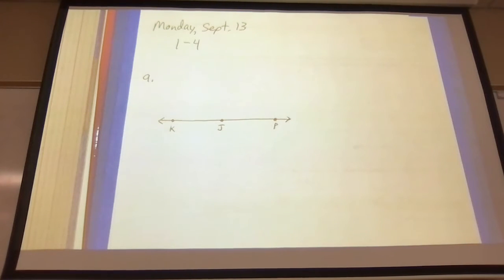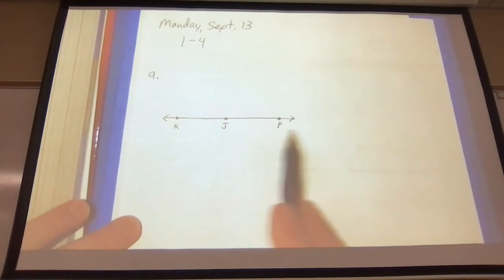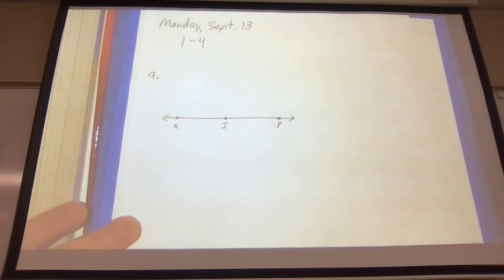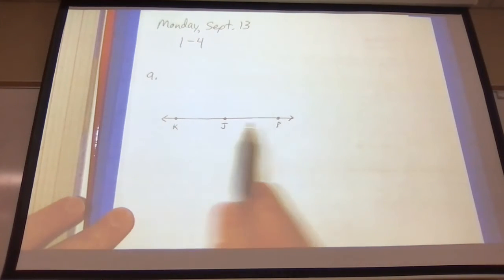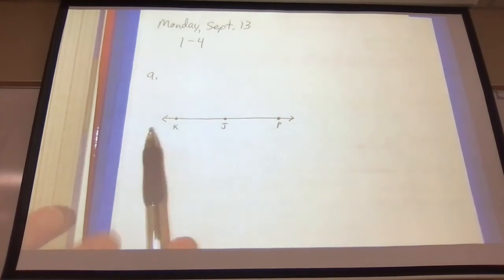Now, this is something we haven't talked about yet, but the book is going to assume you already know this because you probably already do. Does anybody know what the measure of a straight line is? If you put that on a protractor, how many degrees is a straight line? 180. So anytime you see a straight line, take 180 degrees. Okay, so that's going to be 180 degrees.